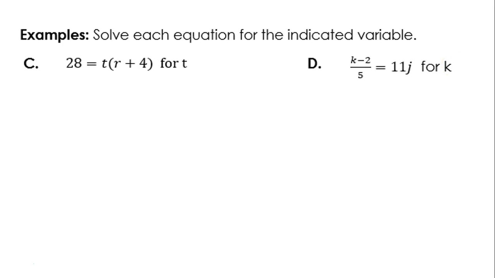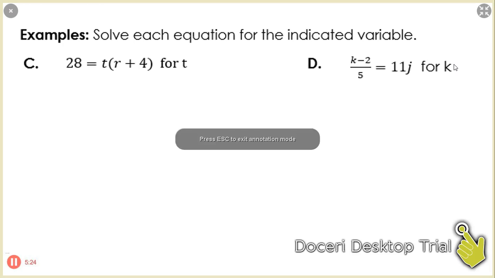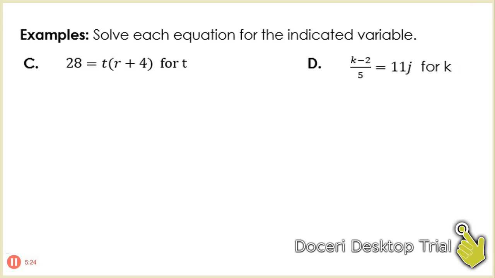For example C, we have 28 equals t times the quantity of r plus 4. So if we look at this, we're solving for t, and this one's kind of unique because t is actually connected to the parentheses by multiplication. And so really the only step we have to do is, if the t is connected to the parentheses by multiplication, we simply can do the opposite of multiplying, which would be to divide by whatever's in the parentheses.